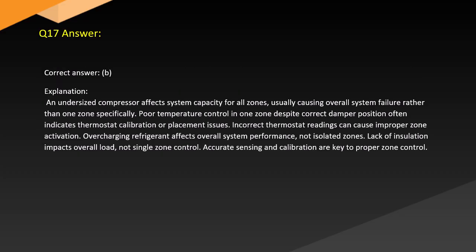Answer. Correct answer. B. Explanation. An undersized compressor affects system capacity for all zones, usually causing overall system failure rather than one zone specifically. Poor temperature control in one zone despite correct damper position often indicates thermostat calibration or placement issues. Incorrect thermostat readings can cause improper zone activation.